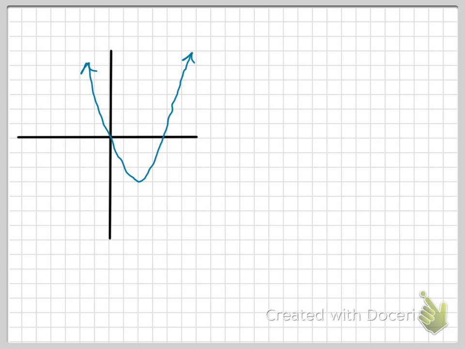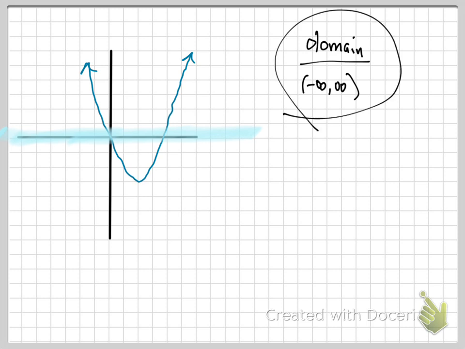So let's say I had this graph here, and it's a parabola. Look along this entire x-axis here. Is there any gap in the graph? No. So whenever there's no gap in the graph along the x-axis, that tells you your domain is going to be from negative infinity to positive infinity. And I'm going to tell you right now, every single parabola, every quadratic that we graph, that will always be the domain. So half your work is done.